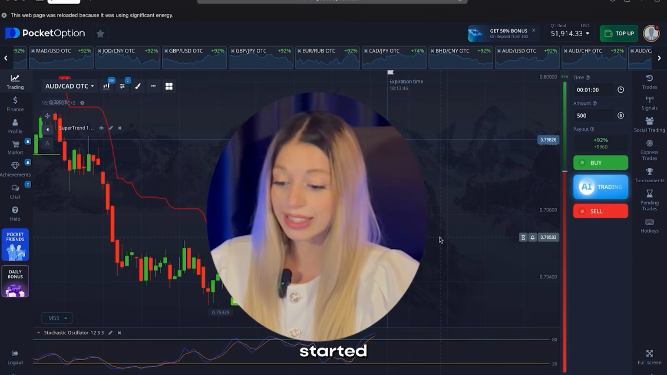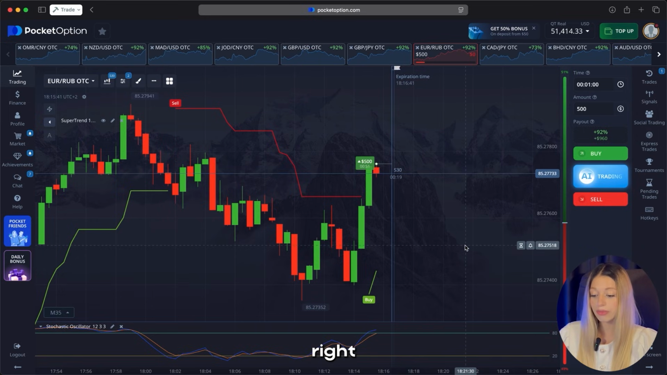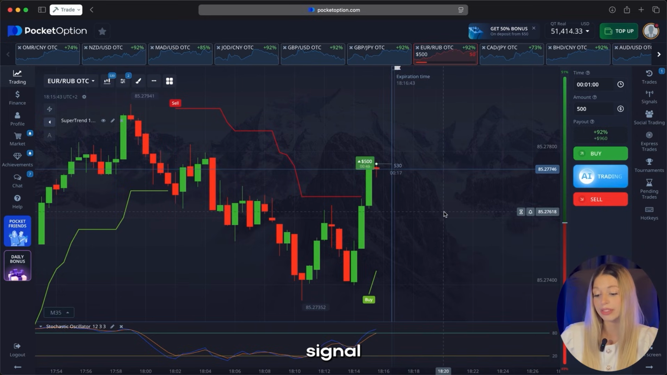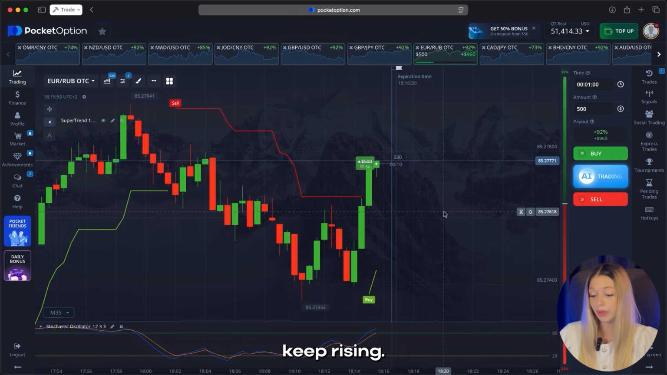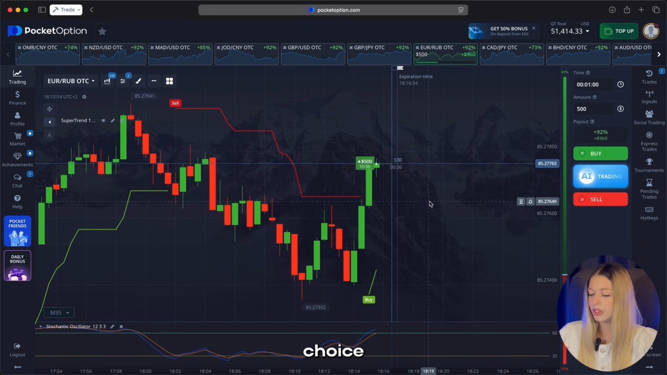So let's get started. Okay guys, here is a good setup, and I'm opening a 1 minute trade right as the super trend signal appears. We had 3 confident candles and the price is likely to keep rising. So 1 minute on the rise seems like a great choice here, I think.